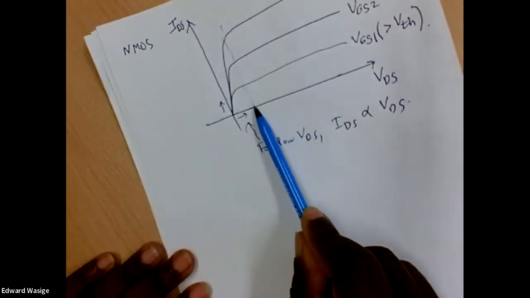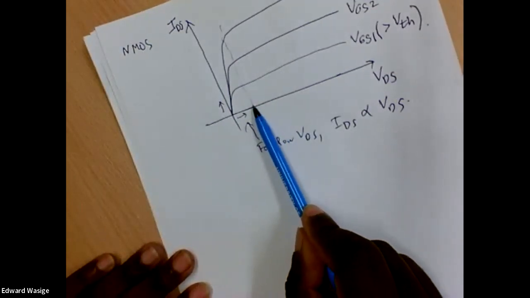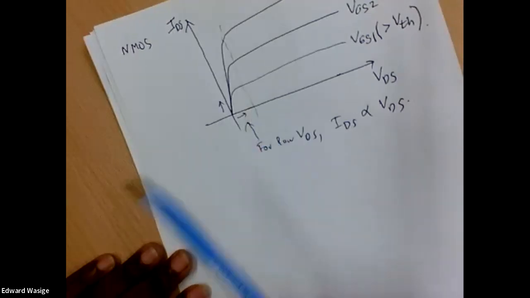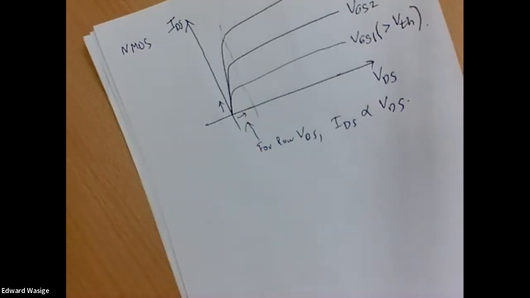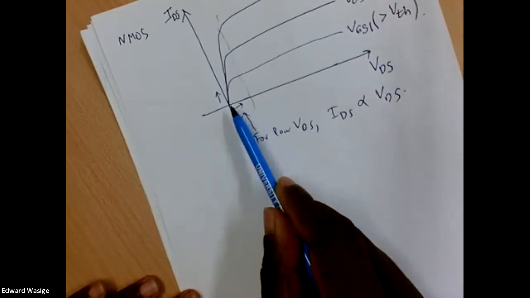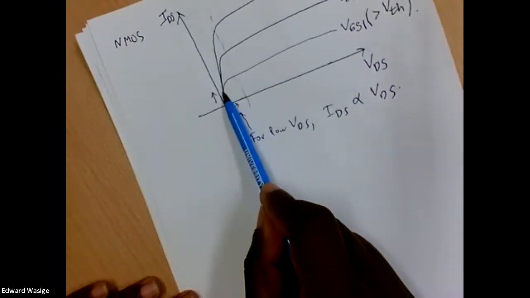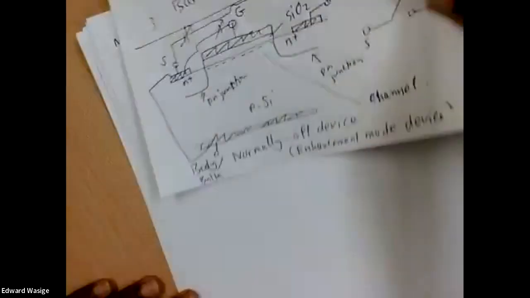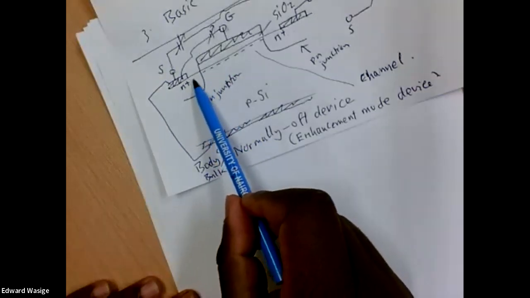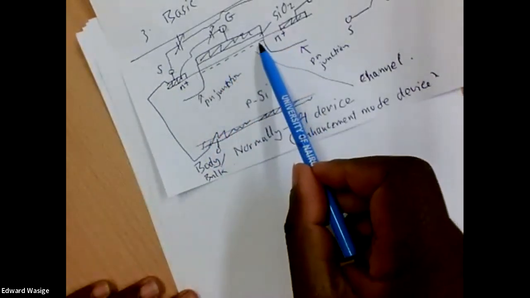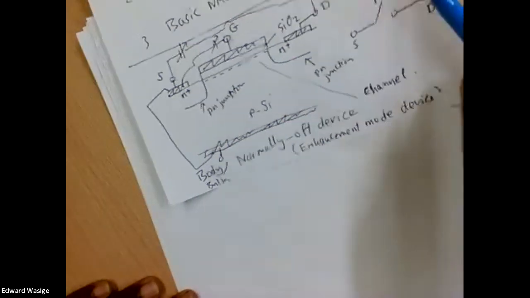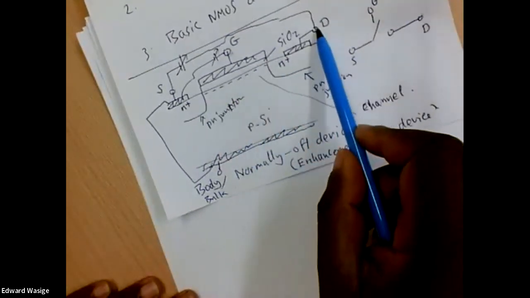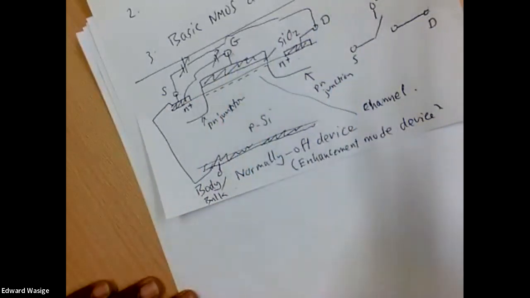But after a certain point, why is the current constant when VDS is increasing? Initially, for low voltages of VDS, the current increases. The transistor behaves as a resistor, because remember that's how a transistor looks, we have electrons there. So when drain to source voltage is low, it behaves like a resistor. As you increase drain to source voltage, the current increases.